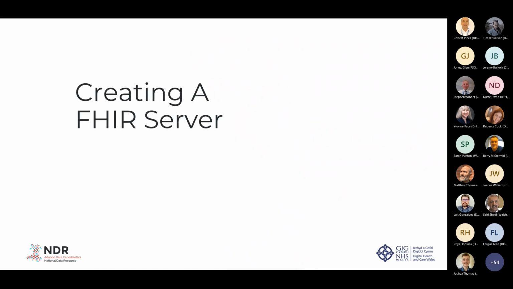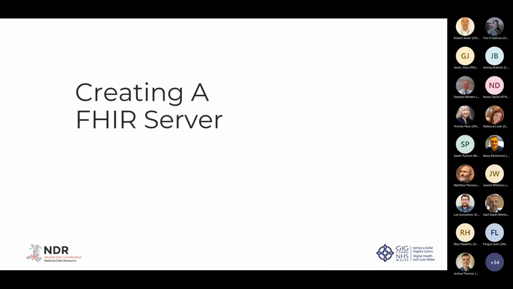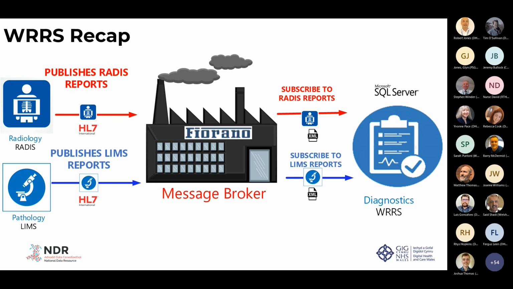Okay, great. So that's the facade, but the facade is kind of a sticking plaster, really. Thinking about that diagram that we put on earlier, we want to get the LIMS data and the RADIS data and the cardiology data into a native FHIR repository, and not do this Google Translate thing using a FHIR facade. So in terms of creating the FHIR server, just to recap that diagram I showed you earlier about how data from RADIS and LIMS gets into WERS: WERS is effectively a subscriber of these data feeds that Fiorano sends it.